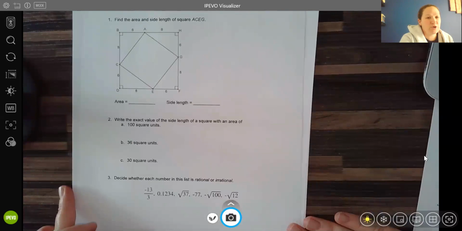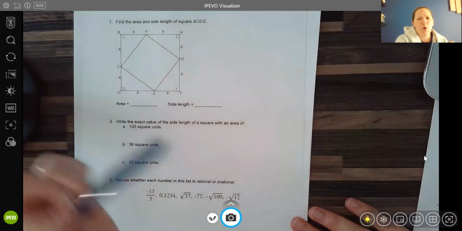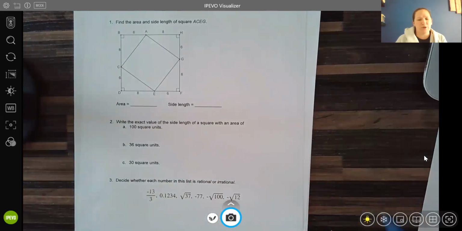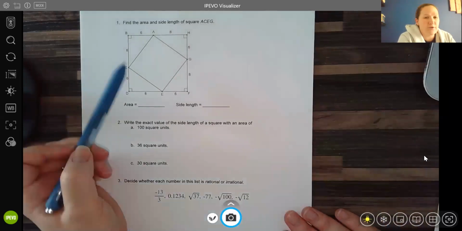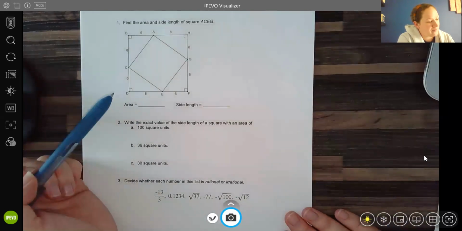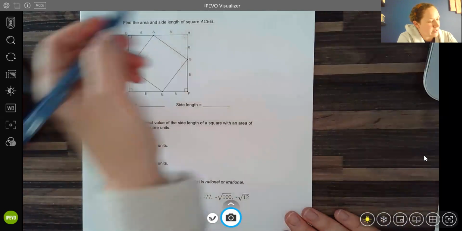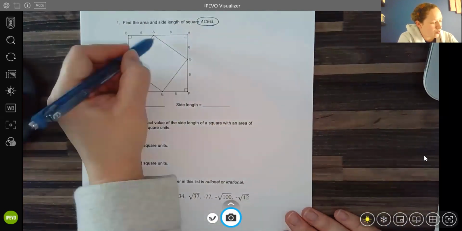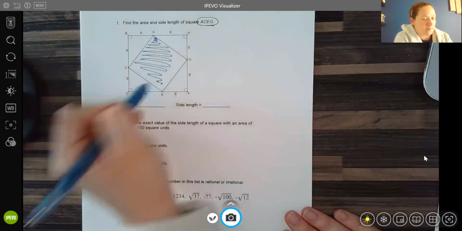So on this particular problem, you were given a square, and I wrote out an explanation, but I think math is easier if you can see it, okay? So sometimes it's easier to see an example. So this is the very same question you had, and I need to figure out the area and the side length of ACEG. Oh boy, so that's this square on the inside.